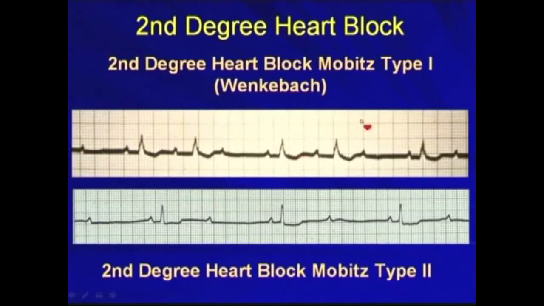Let's contrast the Mobitz type 1 and type 2. Again, type 1 is a gradual prolonging of the PR interval until there's a dropped beat or unconducted P wave. But for the Mobitz type 2, there's a fixed ratio of conducted to unconducted P waves. And for conducted P waves, the PR interval is constant.